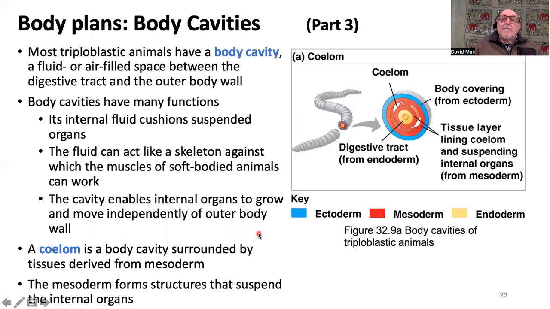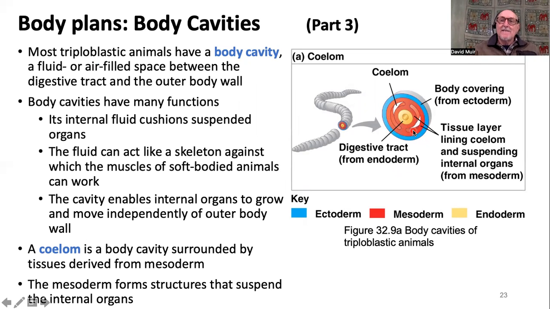Now here's what is regarded as being the most advanced of these body cavity structures. And this applies to most of the triploblastic, three-layered animals. They have a body cavity called a coelom, and it is formed by a split in the mesoderm. You can see it here, there on either side.